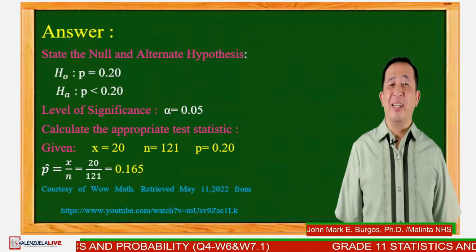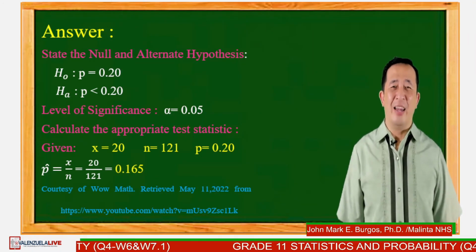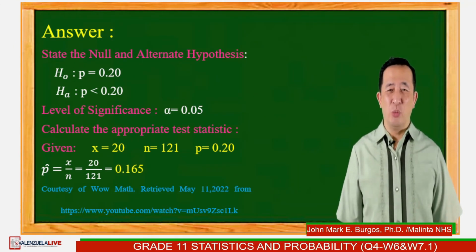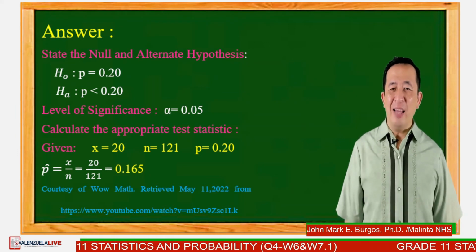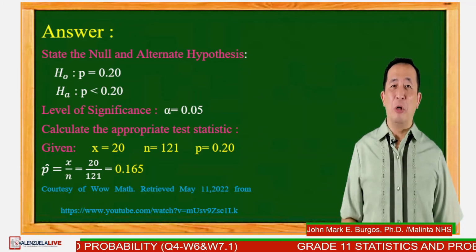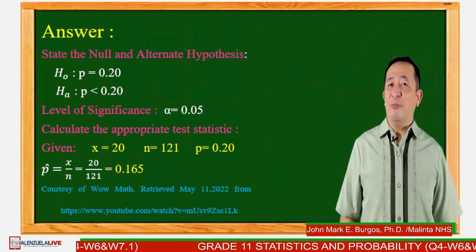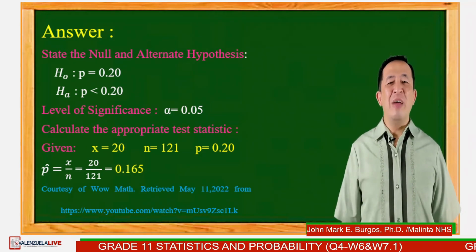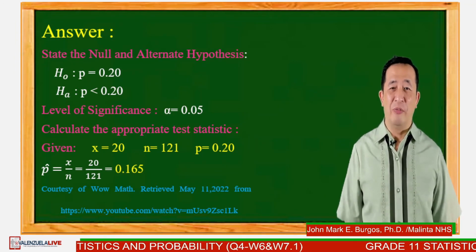Now let's answer the question. The first thing we have to do is to state the null and alternate hypothesis. So the null hypothesis will be P is equal to 0.20 and the alternate hypothesis will be P is less than 0.20, or less than 20%, based on what is stated in the problem. The level of significance is alpha equal to 0.05.